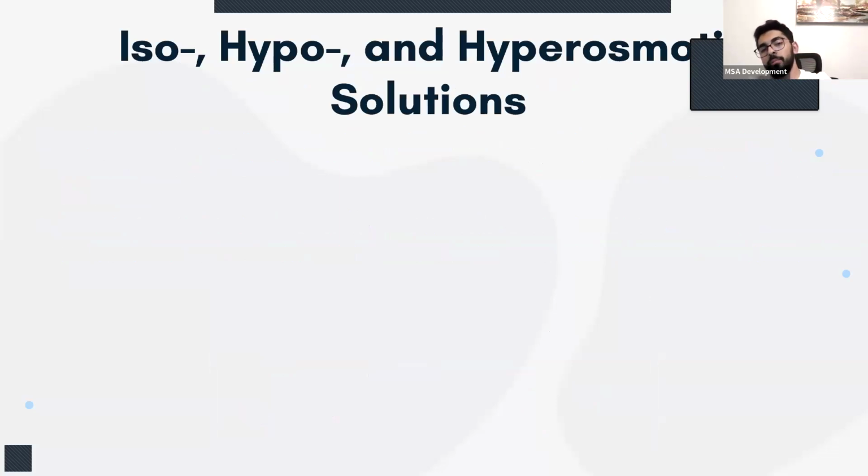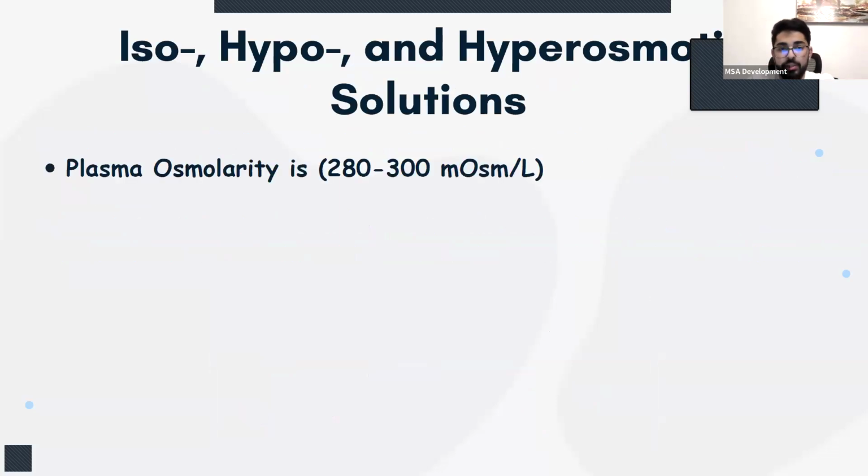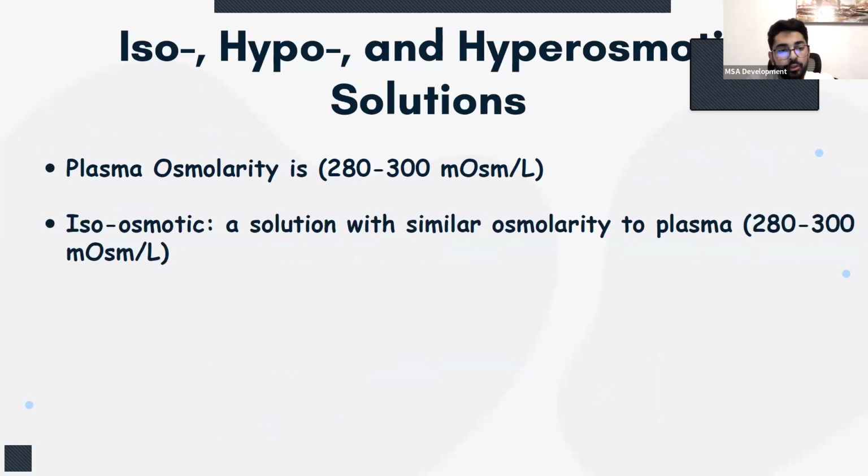What's iso, hypo, and hyperosmotic solutions? So the osmolarity of the blood or the plasma is somewhere between 280 and 300. Isoosmotic means it's a solution that has the same osmolarity as plasma, somewhere between 280 and 300. In general, isoosmotic is just two solutions that have the same osmolarity, but because we here care about the plasma osmolarity, isoosmotic is any solution that has similar osmolarity to plasma.